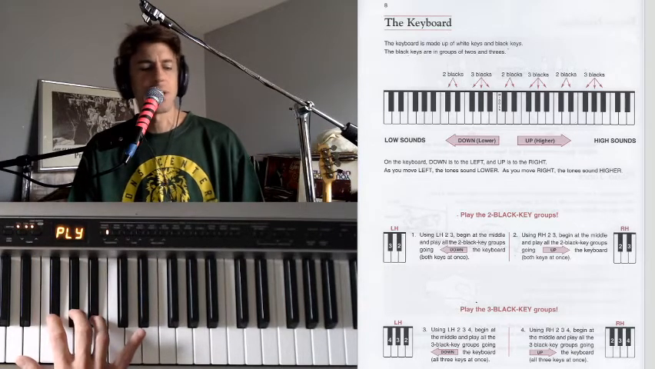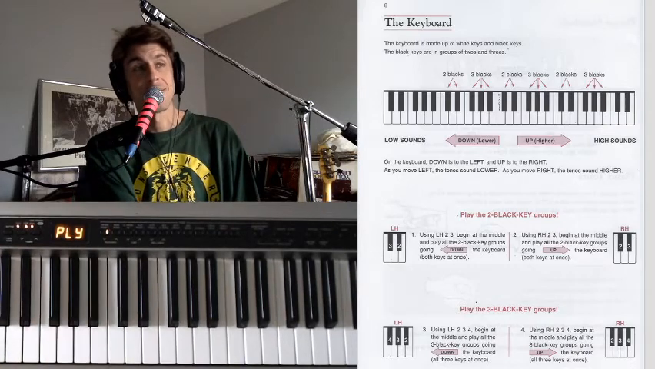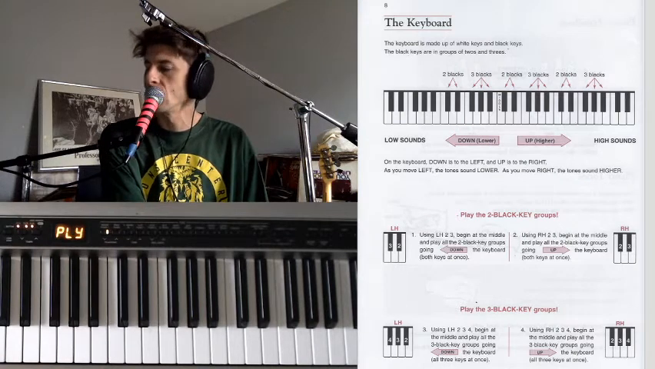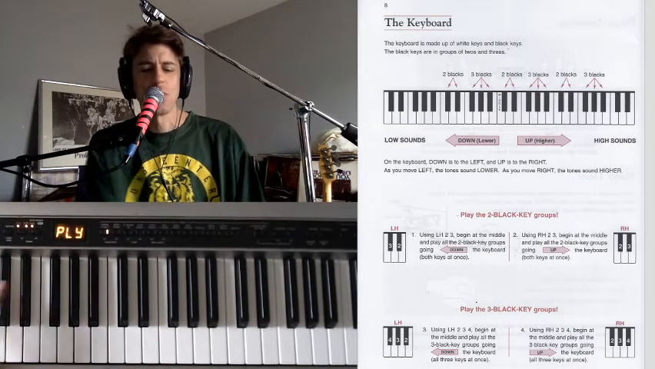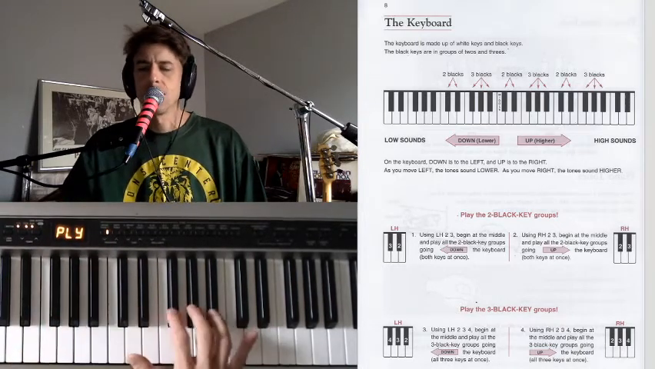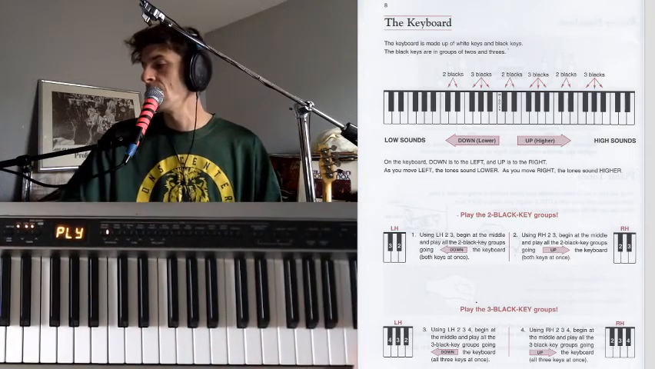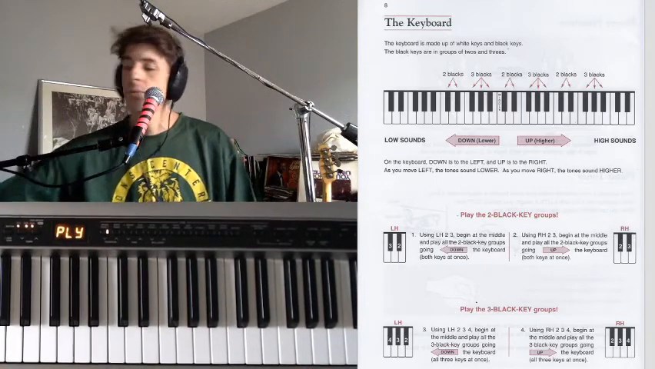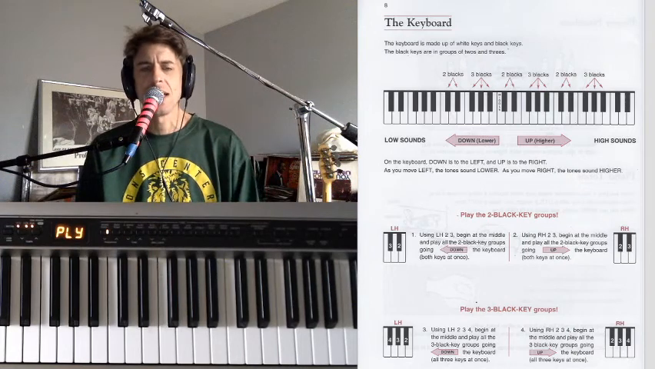So let's go together. We're going to play in half notes. That's 2 beats each, starting at the lowest set. We'll play all the sets of 3 black keys. Ready? 1, 2, 3, 4. 1, 2, 3, 4. 1, 2, 3, 4. Very good. So we have our sets of 2 and 3 black keys.